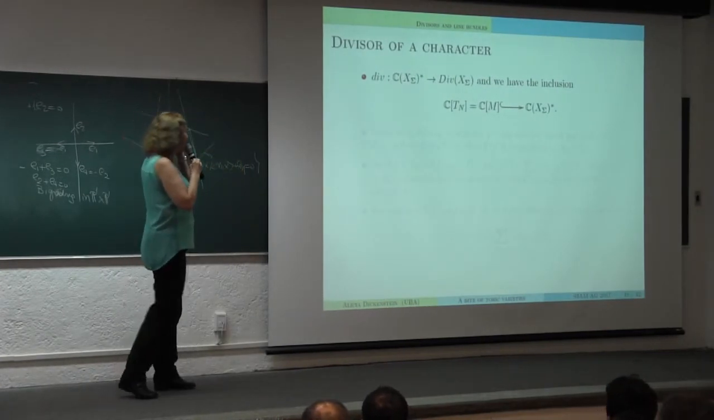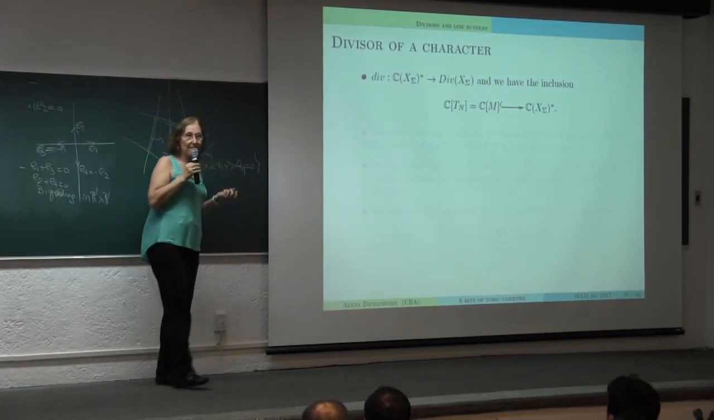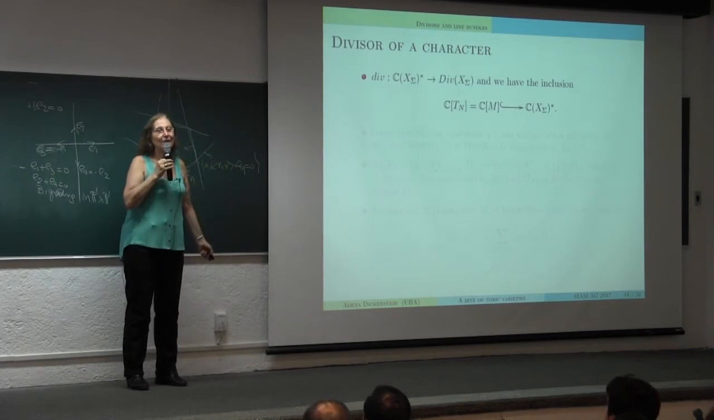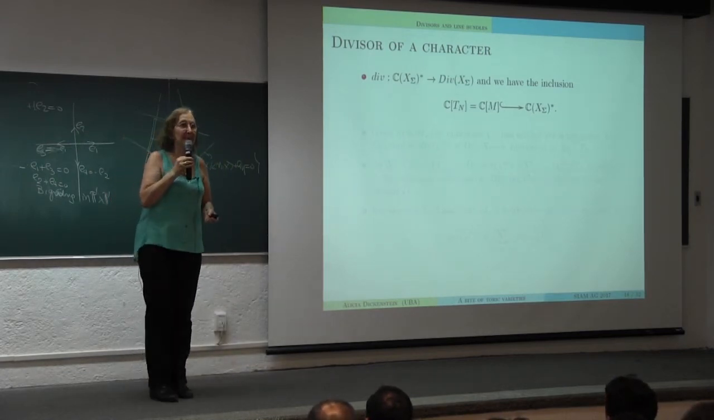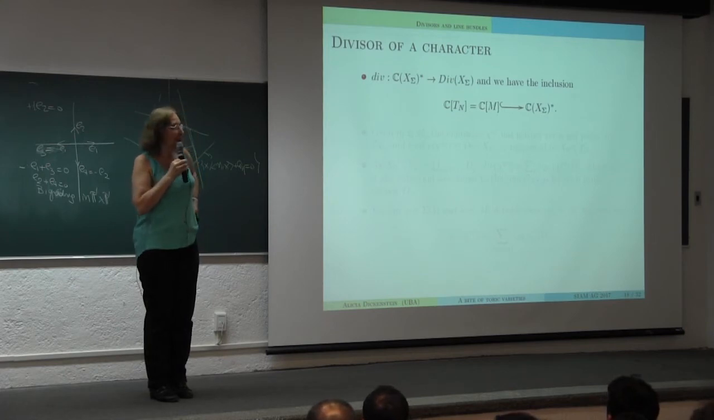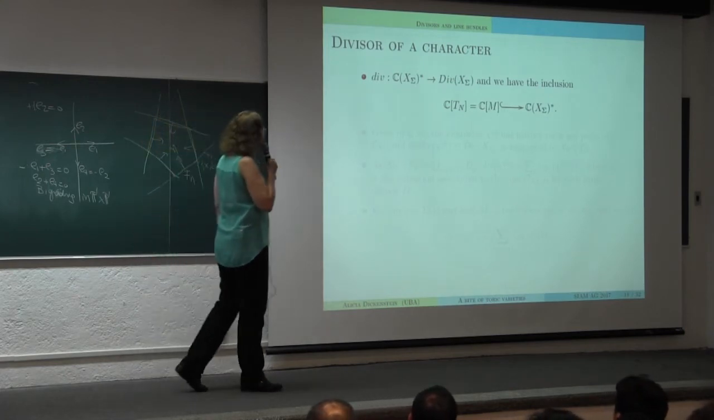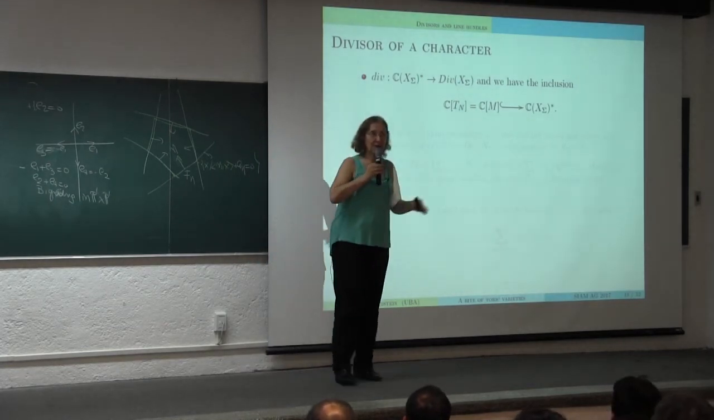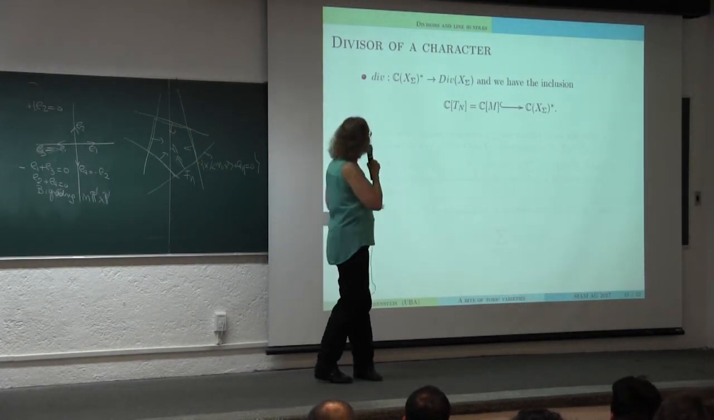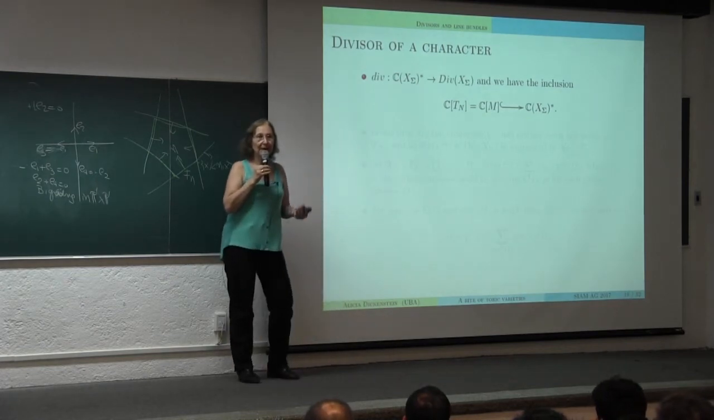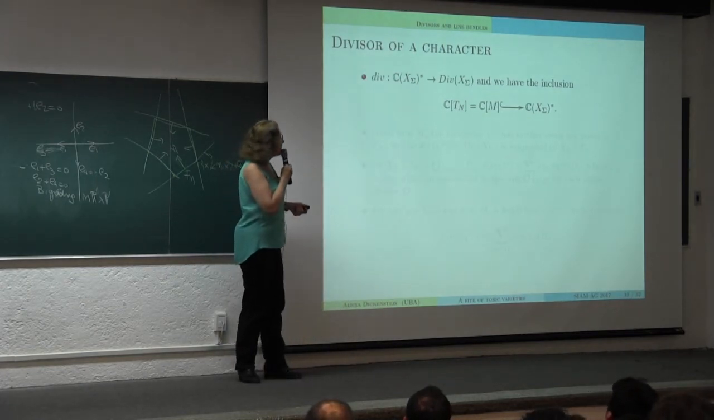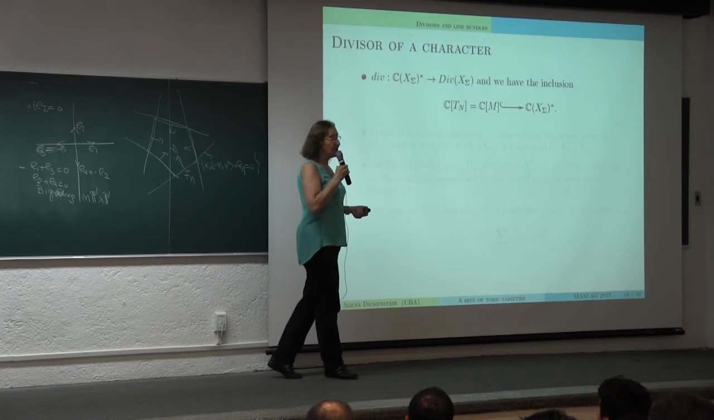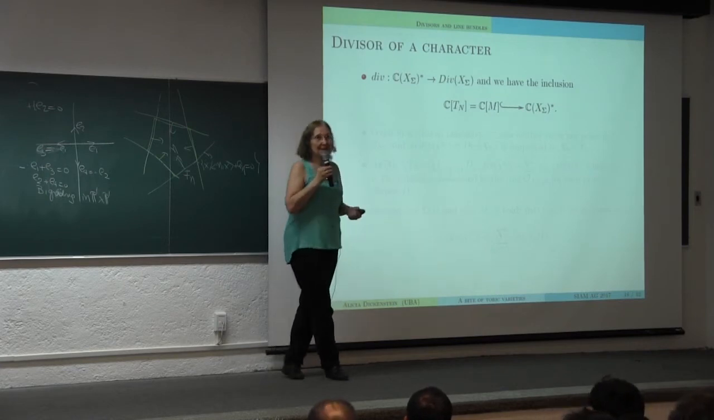So what's a character? I didn't mention it, but the elements of M are characters. If we are just in the Laurent polynomial range, these are monomials x to the m. So I pick a monomial x to the m. This is a rational function on the torus, so it's also going to give me a rational function on my toric variety, a non-zero rational function. So I would like to see which is its divisor.